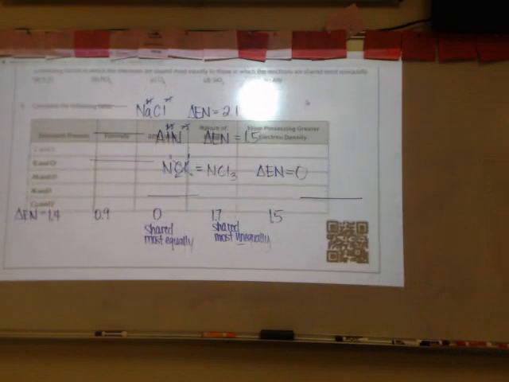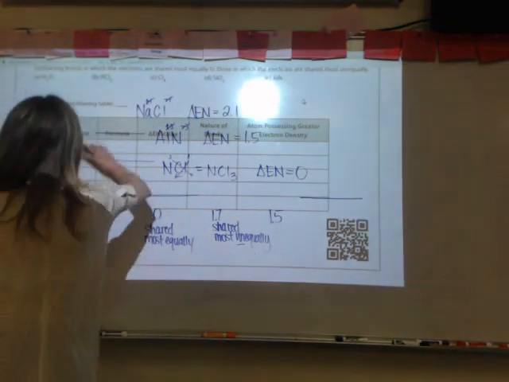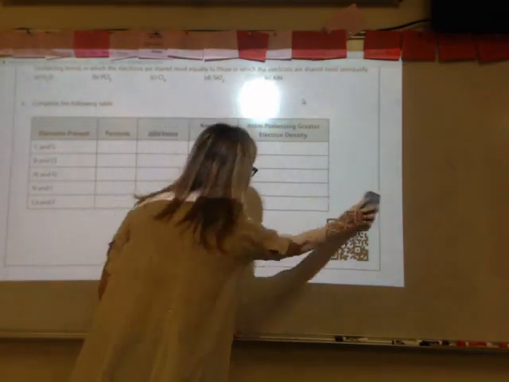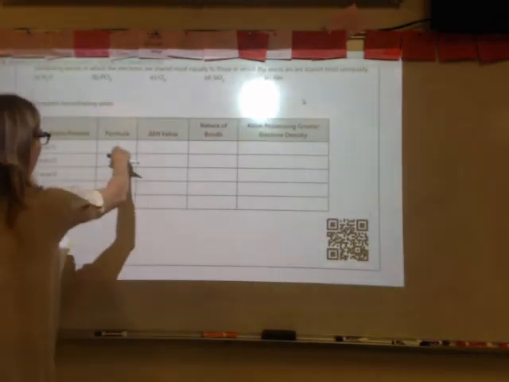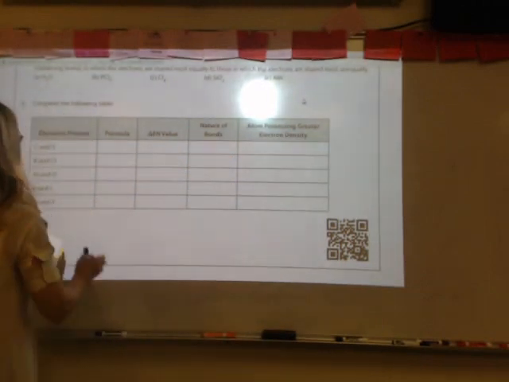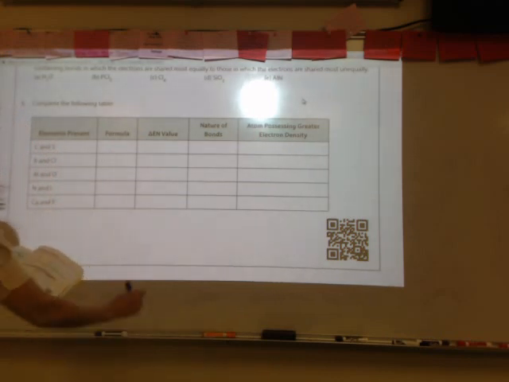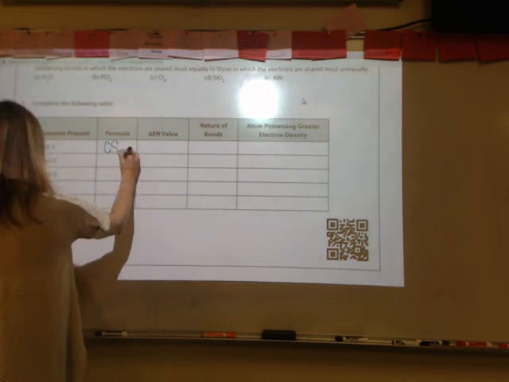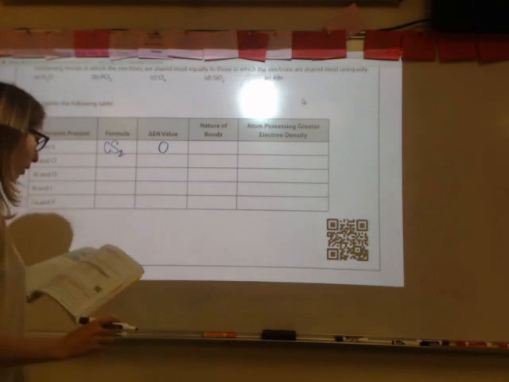Number 3. For this table, you can fill it out and then you can scan the QR code down here to get the right answers. I'm just going to go ahead and do the first row for you. If you bring together carbon and sulfur, carbon and sulfur together are going to be CS2, and their difference in electronegativity value is going to be 0.